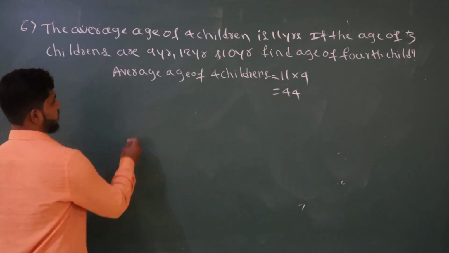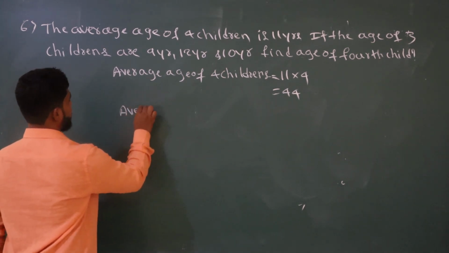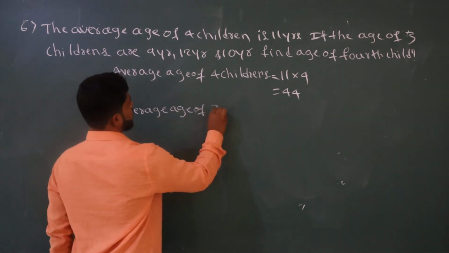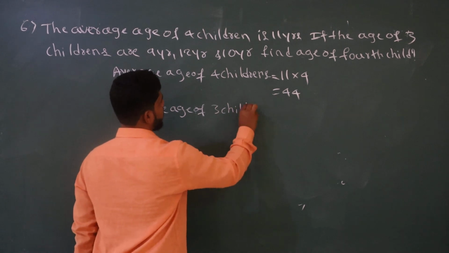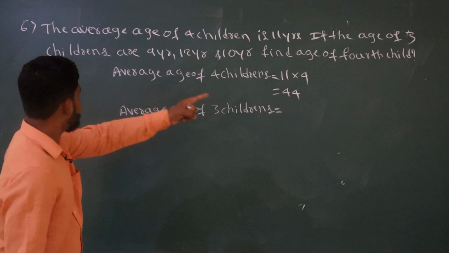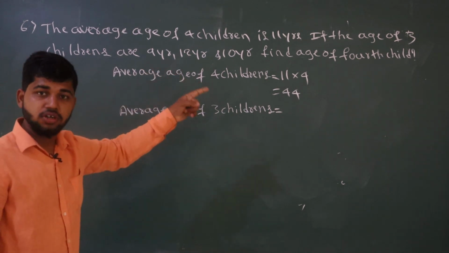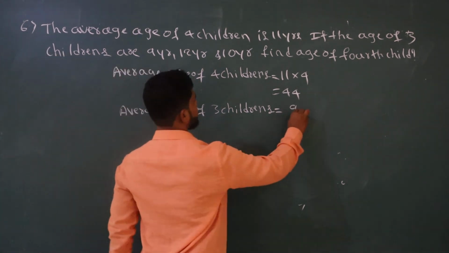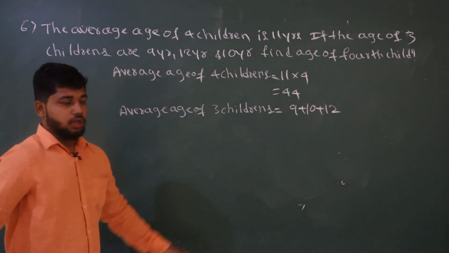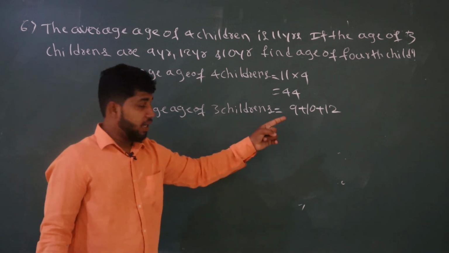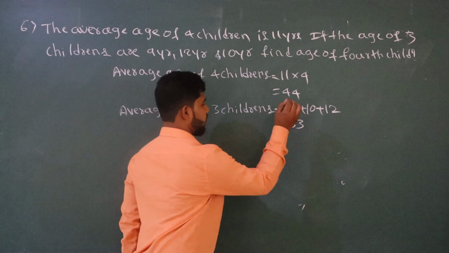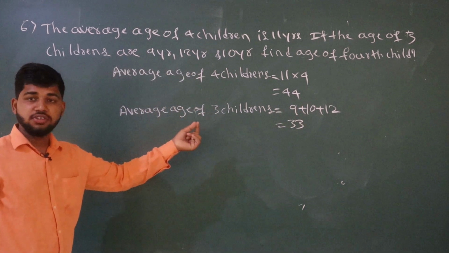Now the total age of 3 children: 9 years plus 10 years plus 12 years. 10 plus 9 will be 19, 19 plus 12 is equal to 33. You will get 33 as the age of the 3 children.